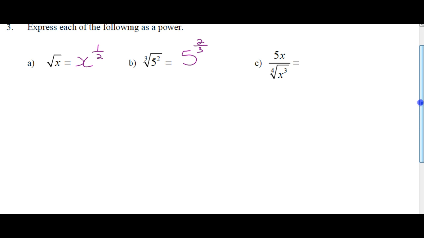5x over 4th root of x cubed. It's 5x times x to the negative 3/4. Well, let's do it a step at a time. So 5x, what's the exponent? So 4th root of x cubed is x to the 3 over 4.